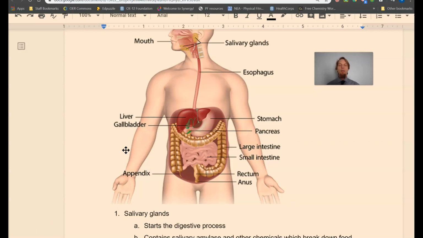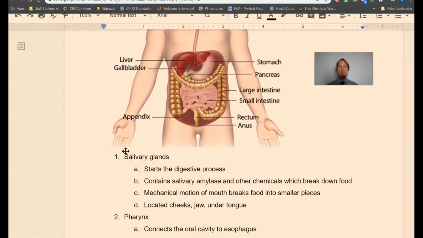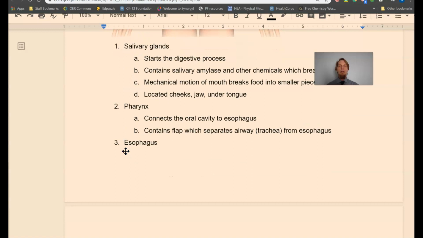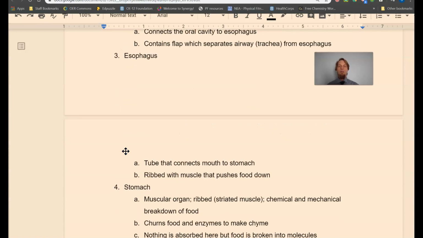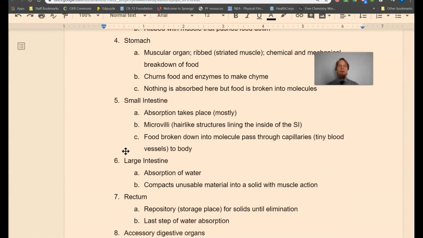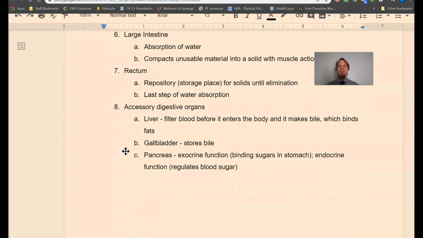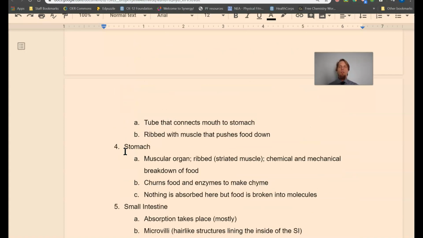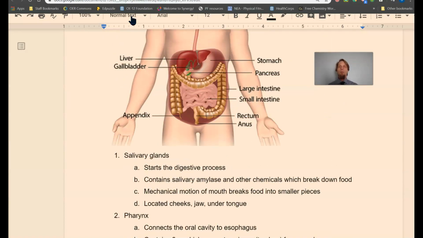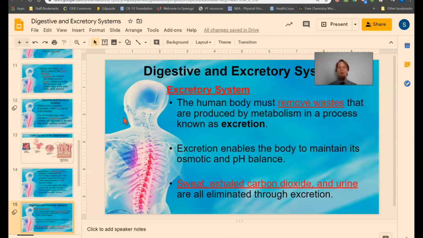Okay, now that we have some anatomy, you can scroll down and look at these things slowly. This is a good outline summary of digestion, and we're going to kind of go through this on the PowerPoint slides right about now. Okay, so I'm going to start this PowerPoint slide.